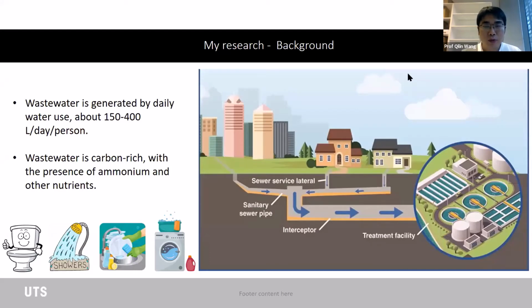And then when we produce this wastewater, it will be discharged into the sewer pipe from our house. It will first go to the sewer pipe, and then this wastewater will go to the wastewater treatment plant.